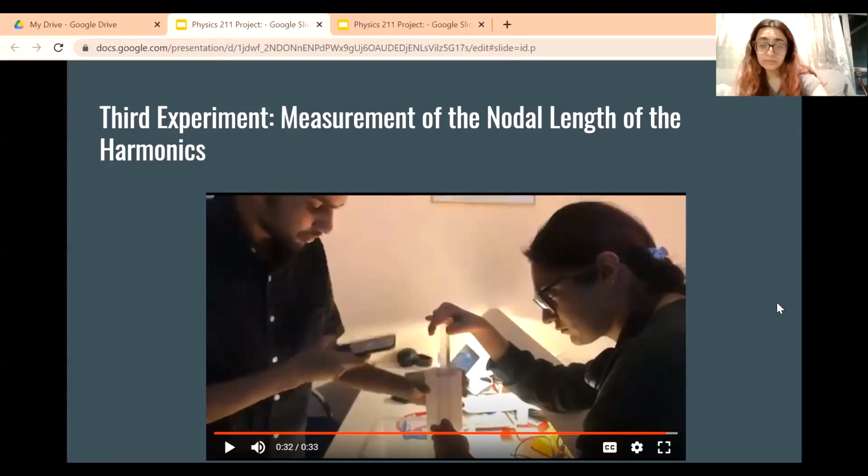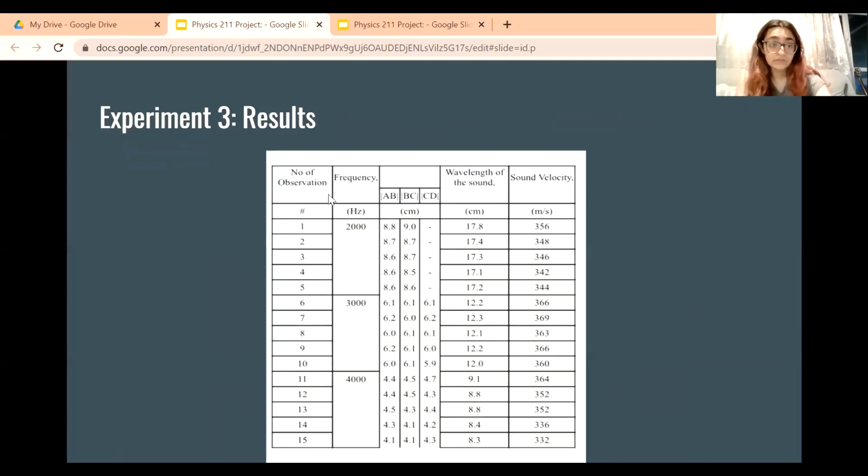We know that the distance between 2 consecutive nodes is lambda over 2, and we use this to find the wavelength. You can see we used AB, BC, CD, and we almost got the same values for each, which means that it is consistent. We knew the frequency, so we used the formula speed is equal to wavelength times frequency to find the speed of sound. And you can see that we got a range of values.